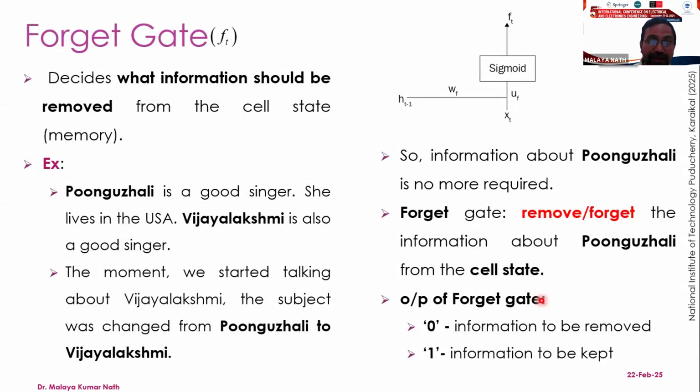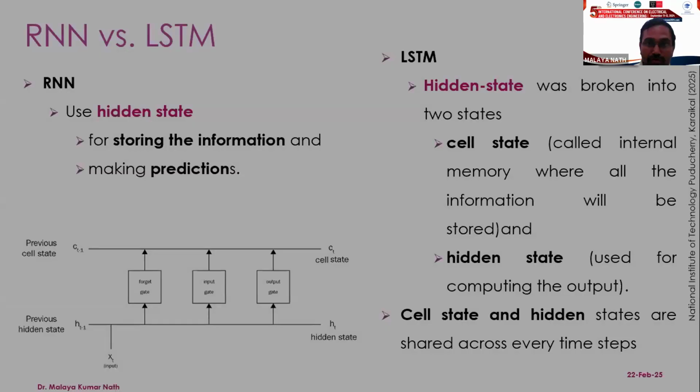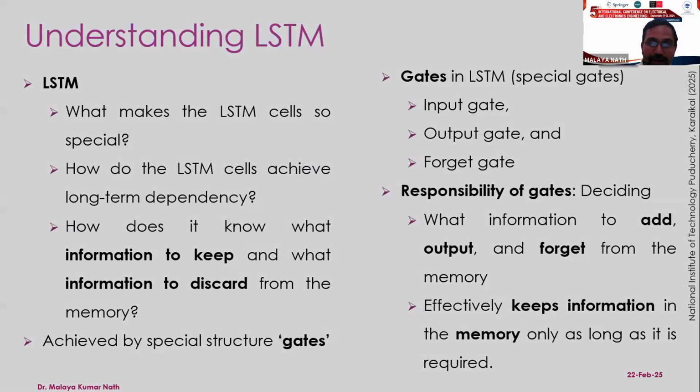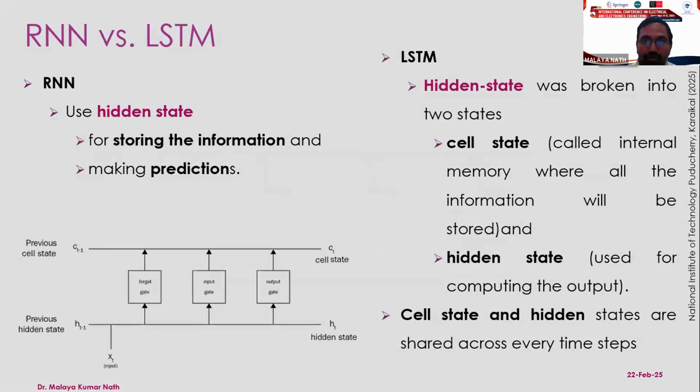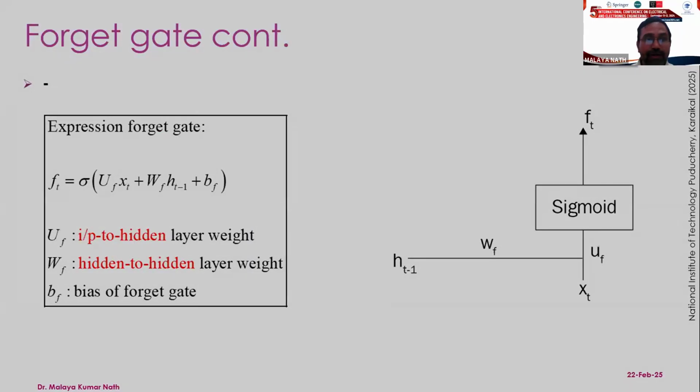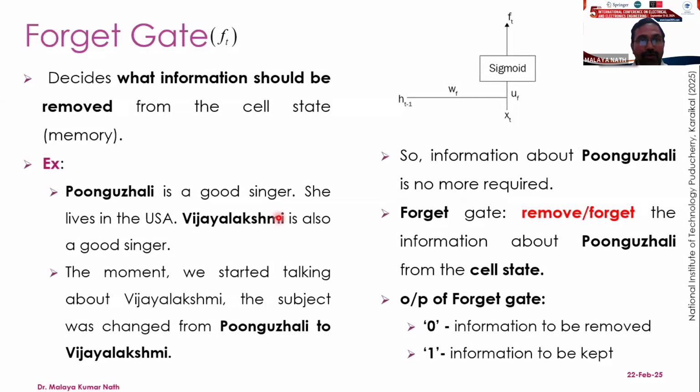Now we'll look into the different gates. Already we have discussed that there are three gates. What are the three gates? One is the input gate, another the output gate, and the third the forget gate. We'll discuss the importance of each gate in the LSTM network. The first gate is called the forget gate. The forget gate, as the name says, means to remove, to eliminate, to forget things. So the LSTM network will help to eliminate information. How can it eliminate or remove information from the cell state, or from the memory?